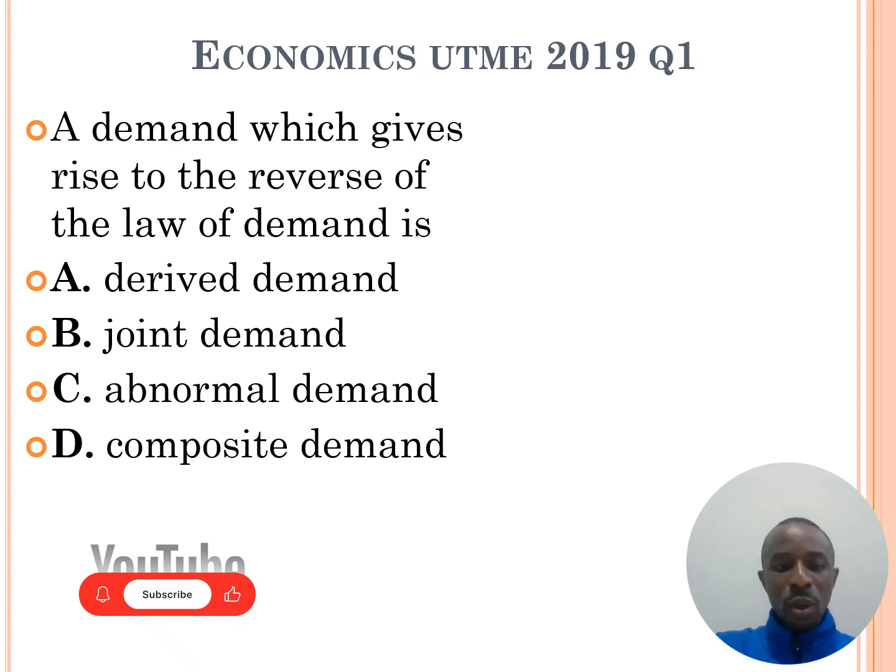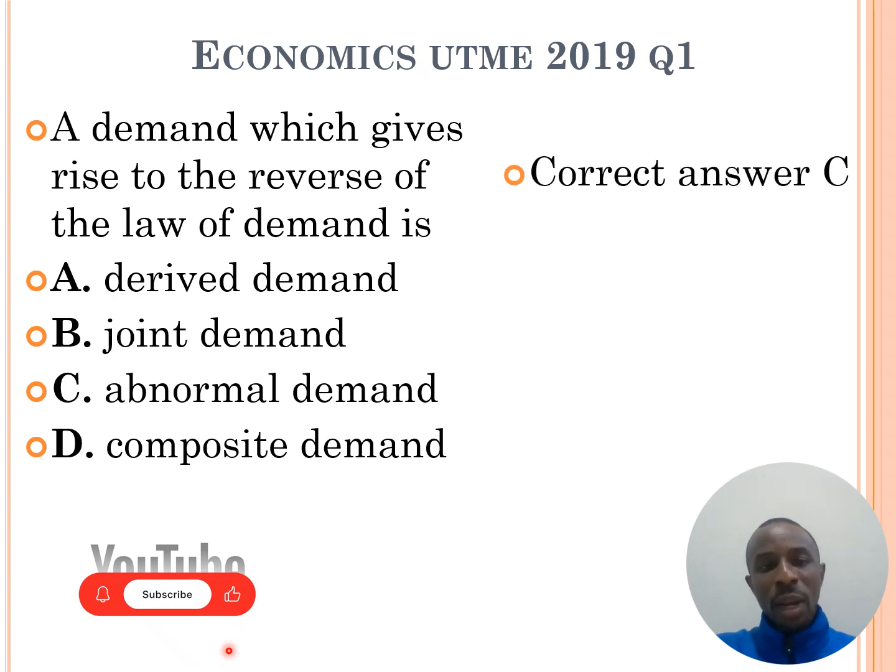Now the first question here is: a demand which gives rise to the reverse, that's the opposite of the law of demand, is an abnormal demand. That's option C. For a normal demand, the law of demand states that the lower the price, the higher the quantity demanded, and the higher the price, the lower the quantity demanded.